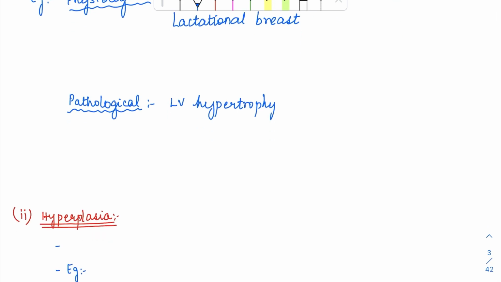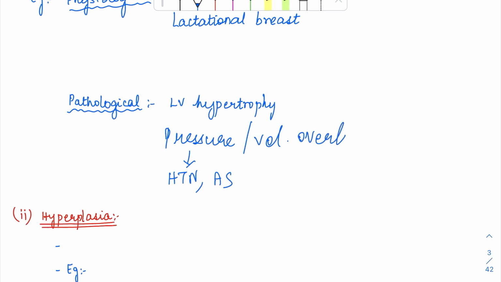Then pathological hypertrophy, the most common example will be in the left ventricle. So whenever there is going to be a pressure or a volume overload. Pressure overload can be due to either hypertension or some stenosis like aortic stenosis, and volume overload usually is going to be due to some regurgitations.